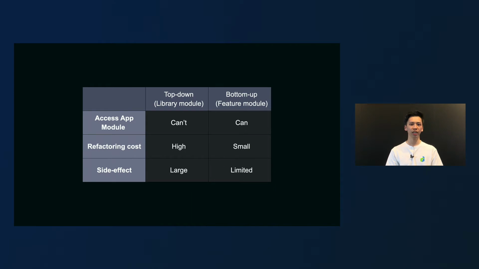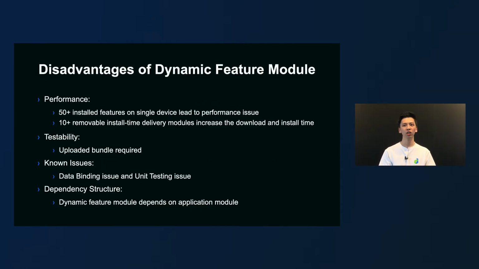So when you see the chart, you think, oh, maybe dynamic feature module is better than a library module. We should use it more. It's not true, because there are some disadvantages of the dynamic feature module. There are 4 main areas. First is the performance. If we have more than 50 installed features on a single device, it will lead to a performance issue. And if we have more than 10 removable install-time delivery modules, it will increase the download and install time.